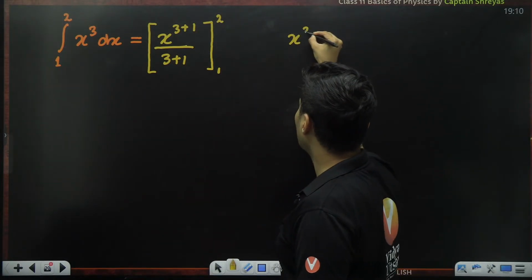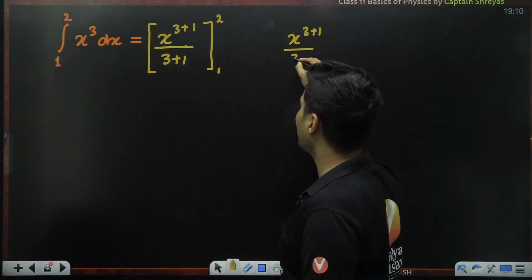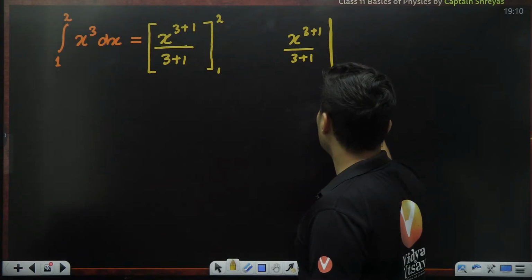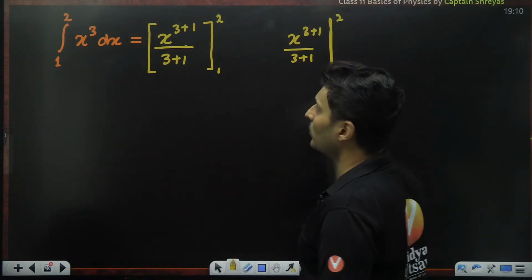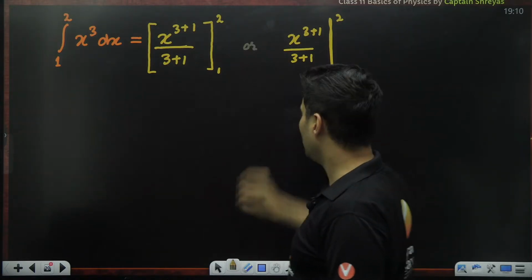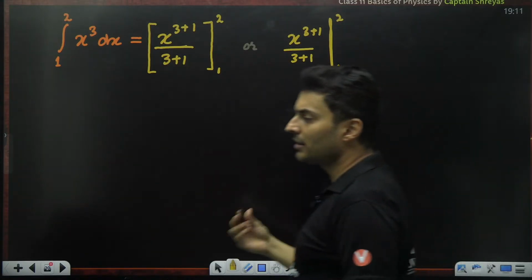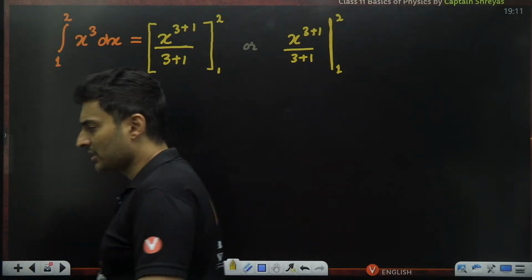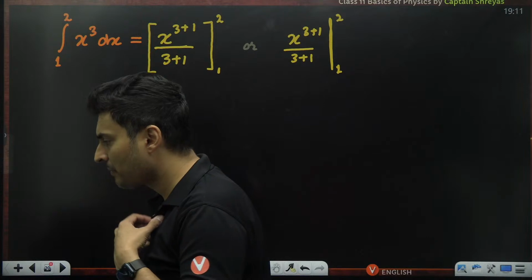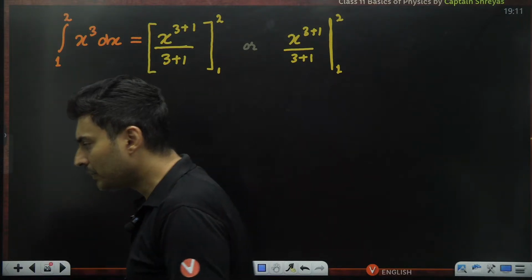They will write it down like this: x raised to 3 plus 1 by 3 plus 1. They'll put a big line like this. They'll put the number 1 here and the number 2 over here. This is also fine. There is nothing wrong about this. Either this or this, both are correct representations. Upper limit, is it always bigger? Not necessary. Okay.